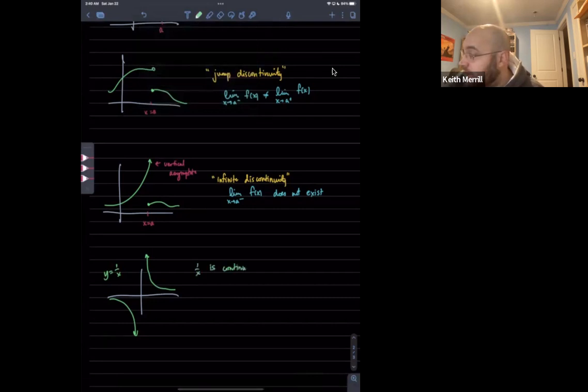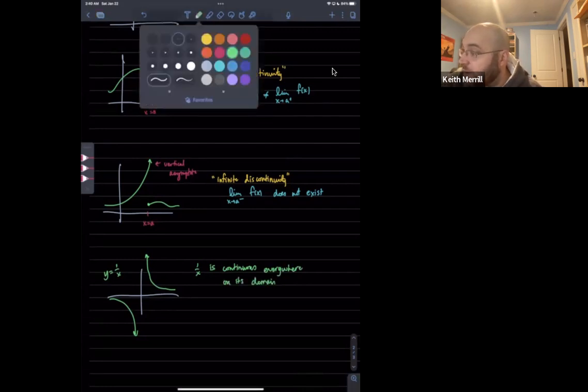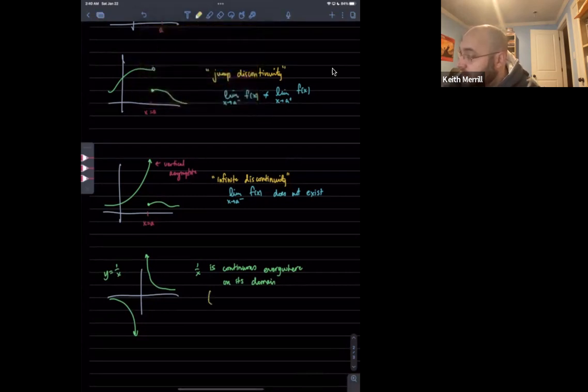continuous everywhere on its domain. But sort of parenthetically, we'll add x equals 0 is not in the domain. So we do have to be careful.